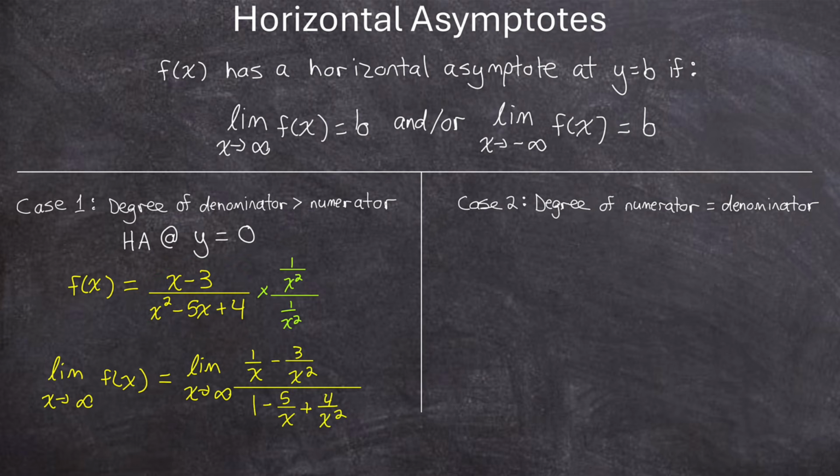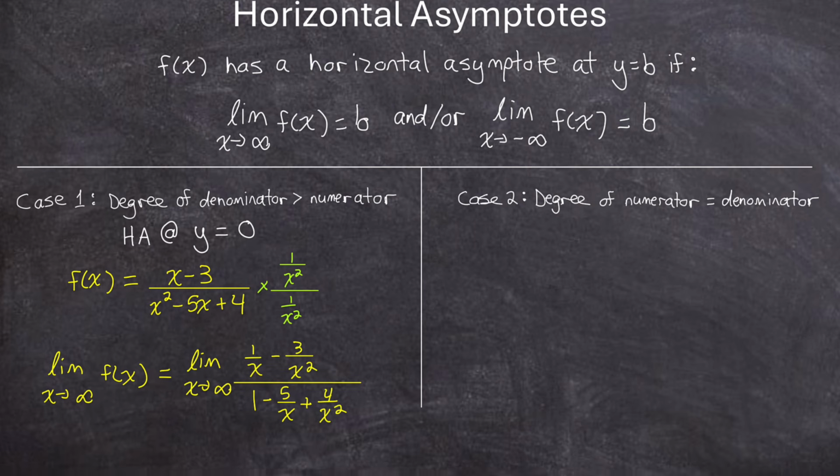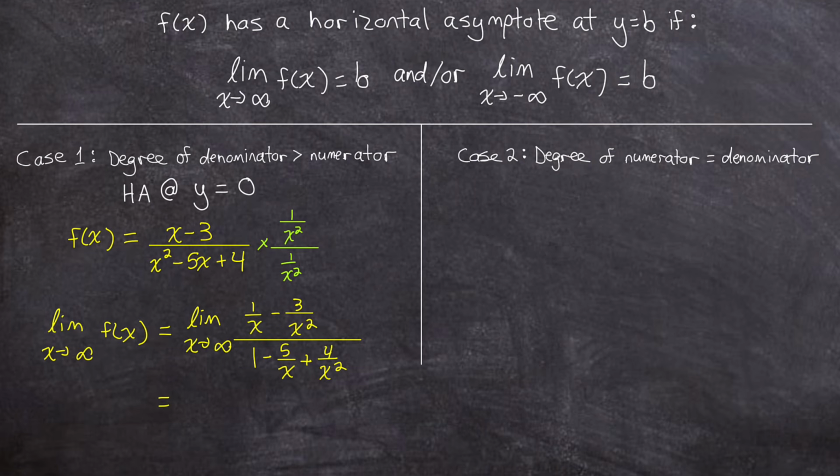And now when finding the limit of this rational function as x goes to infinity, I can just find the limit of each individual term as x goes to infinity. Well, as x goes to infinity, all of these 4 terms are going to approach 0, leaving me with 0 over 1. So that limit will just be equal to 0 over 1, which is just equal to 0, which is why there's a horizontal asymptote at the line y equals 0.